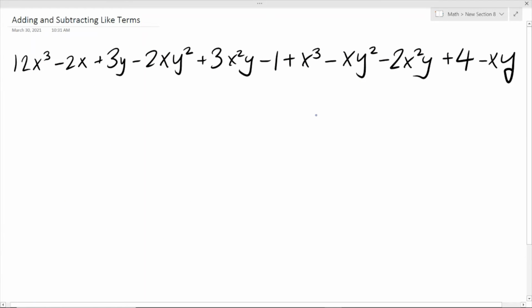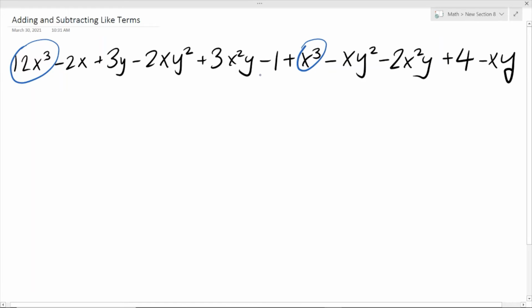Okay, let's look at another problem now. So this one is a little bit more challenging. We can see that like terms, well, let's see, what are some like terms here? Oh, the x cubed and the x cubed here, they're like terms. We also see that we have some x and y's, they're all mixed together.